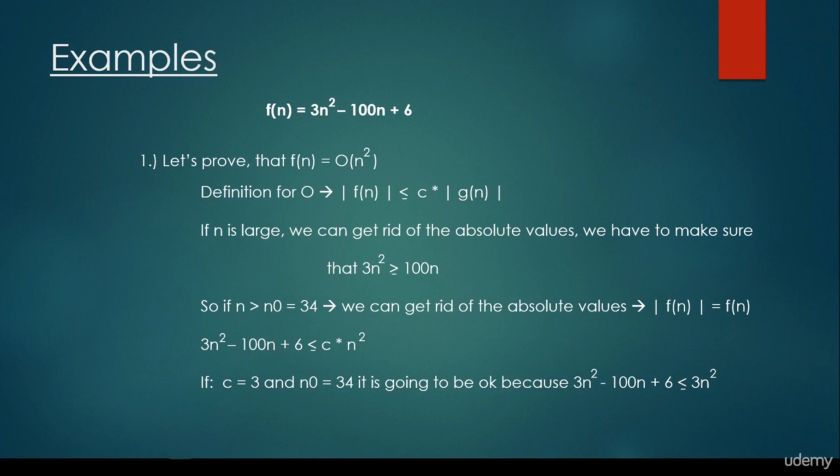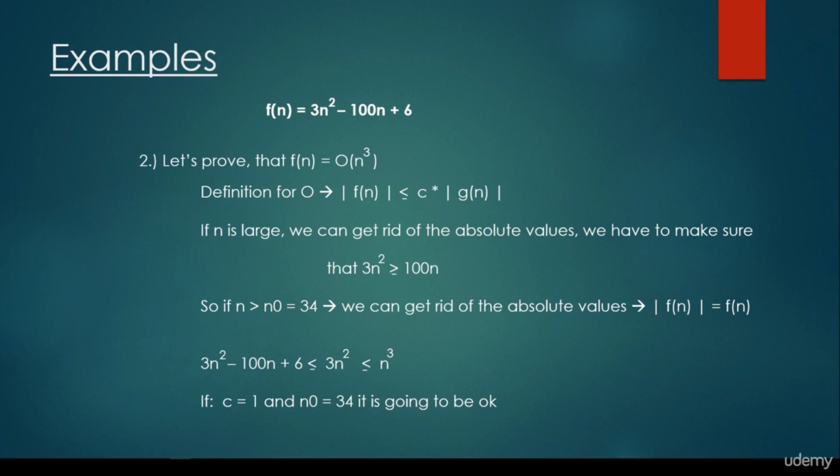So f(n) is equal to O(n squared), because 3 times n squared minus 100n plus 6 is going to be smaller or equal to 3n squared when n is greater than 34. It is true because the difference is 100n plus 6. So that's why we have proved that f(n) is equal to O(n squared). What does it mean? Whenever n is greater than 34, then we are sure that 3 times n squared is going to be above the 3 times n squared minus 100 times n plus 6 function. So this c times g(n) is going to be greater than or equal to f(n), and basically that's the definition for the big O notation.